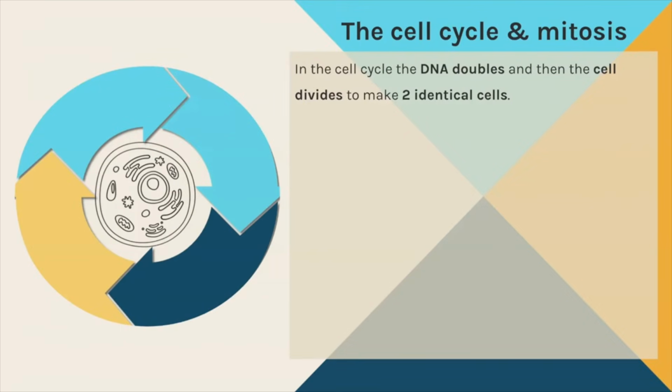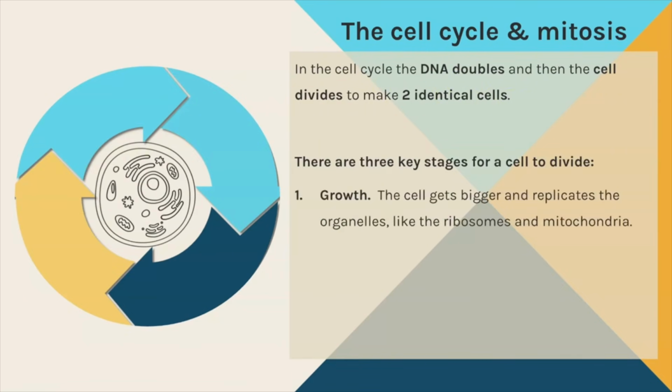The cell cycle is split into 3 key stages. And within the cell cycle, the DNA doubles and then the cell divides. And that's how we get these 2 identical cells. So the 3 stages. The first one is the cell has to grow. If that cell is going to split in half to make new cells, then it has to grow first of all, so that every cell doesn't become smaller and smaller and smaller.